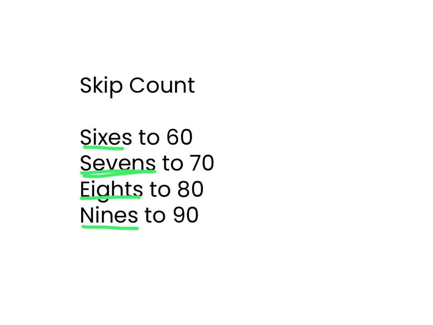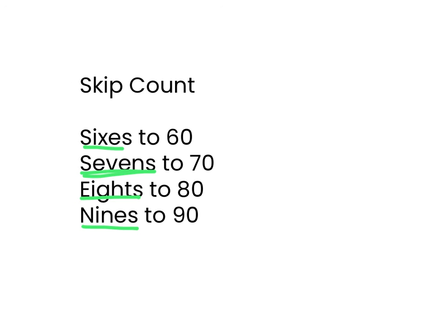And let's look at our 9s to 90. 9, 18, 27, 36, 45, 54, 63, 72, 81, 90. All right, up to 90, and let's go back down with our multiples of 9. 90, 81, 72, 63, 54, 45, 36, 27, 18, and 9.